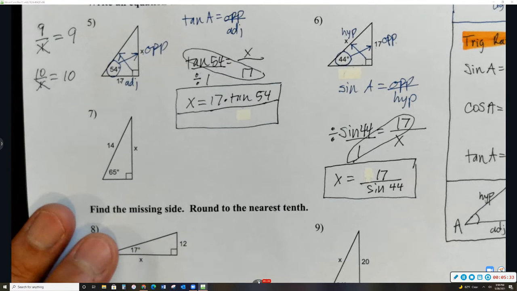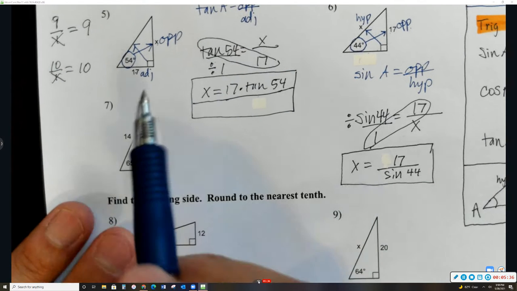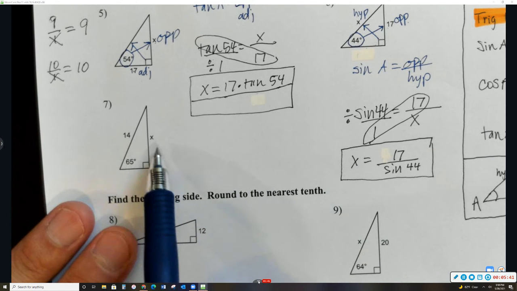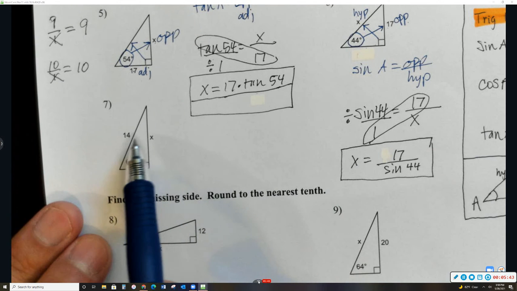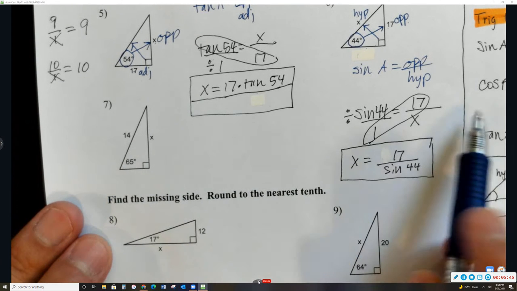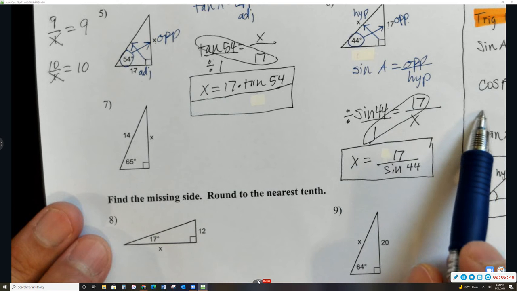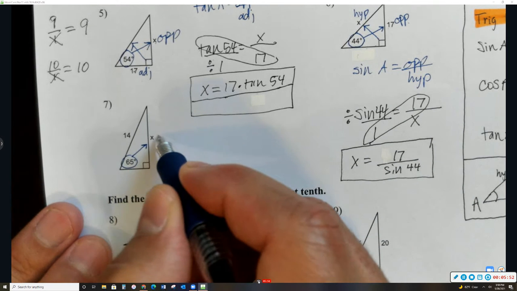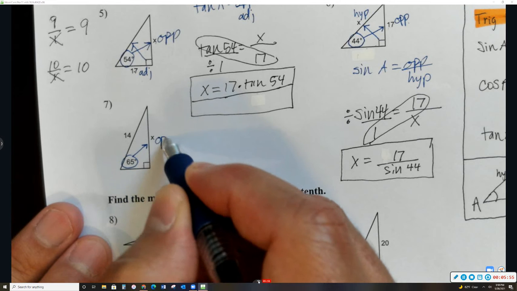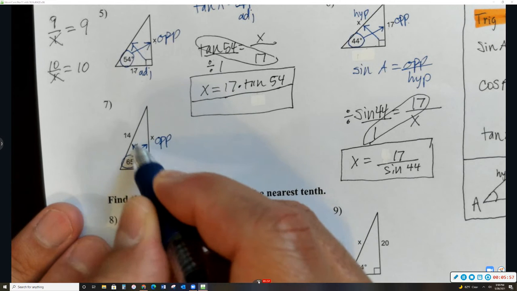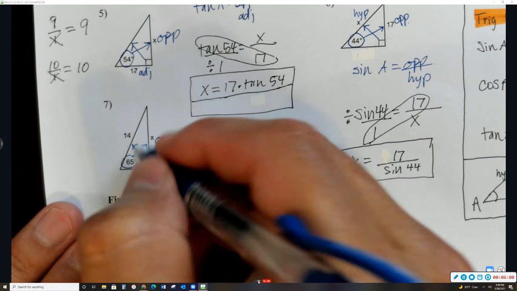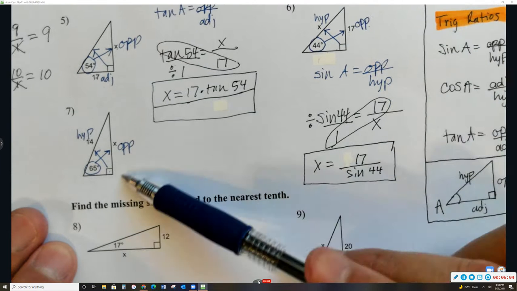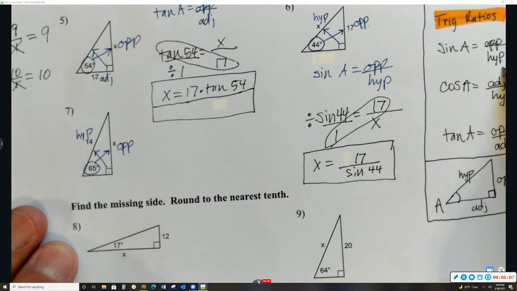And then if you look at 7, again, it's not a special right triangle because this is 65 degrees. And I cannot use the Pythagorean theorem because I only have one side measure. So that means I got to use one of these trig functions or these trig ratios over here. This is the angle. That's the side opposite the angle, so this is the opposite side. This side is opposite the 90 degrees, or across the 90 degrees, so that's the hypotenuse. And again, opposite over hypotenuse is sine.